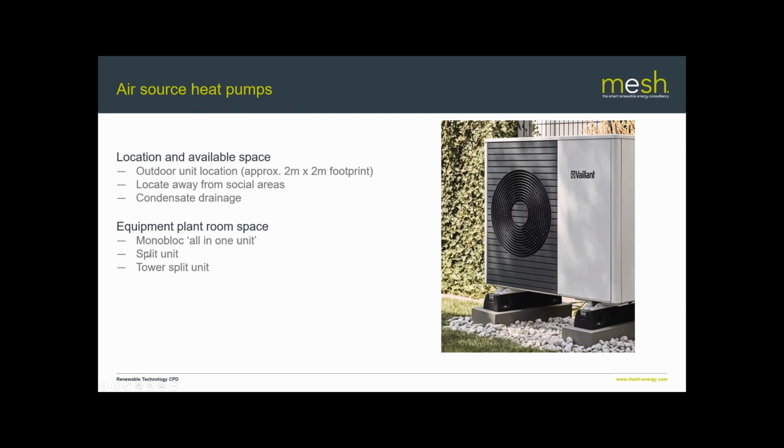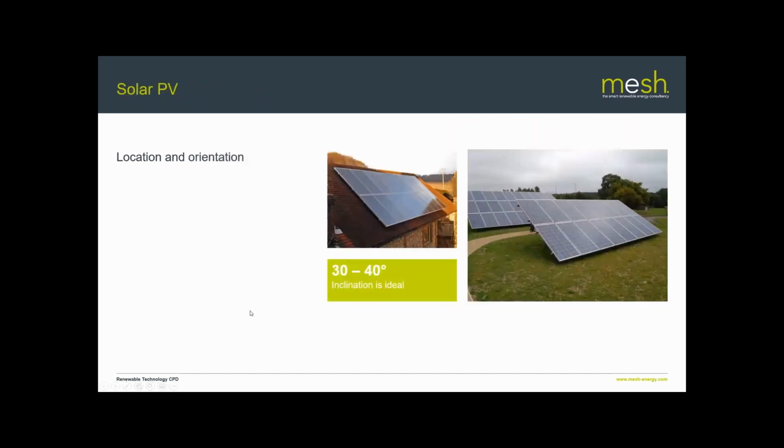Monoblocks are by far the most popular type of installation because obviously it reduces the amount of plant space required internally. A tower split system is basically a normal split unit, but has the hot water cylinder integrated into the condenser side.